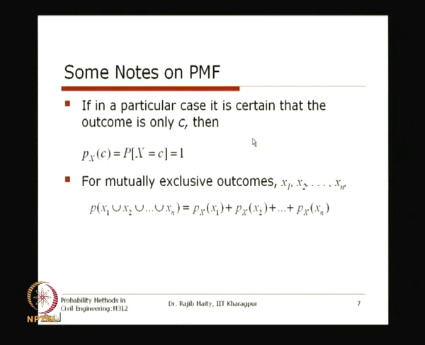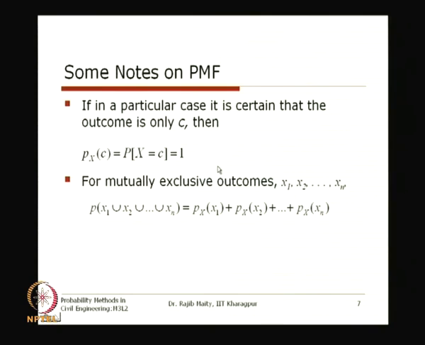Now, some notes on this PMF. These are obvious, but still it is important to mention them here. In a particular case, if it is certain that the outcome is only c, so for a random variable there is only one outcome and that outcome is certain, then what is p_X(c)? The distribution function is nothing but p_X(c), which implies the probability of X equal to c. This is the only feasible outcome, and it is certain, so this should be equal to 1 to satisfy all the properties of the PMF.